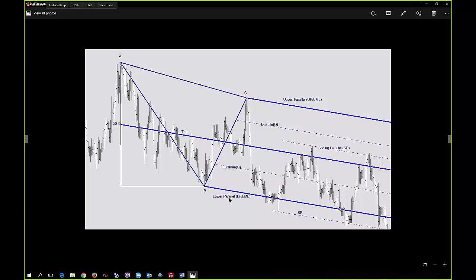So some people like to call them the upper parallels and lower parallels, but really at the end of the day, that's just giving you another copy of the point and a possible area of support and resistance that we're trying to find later on.